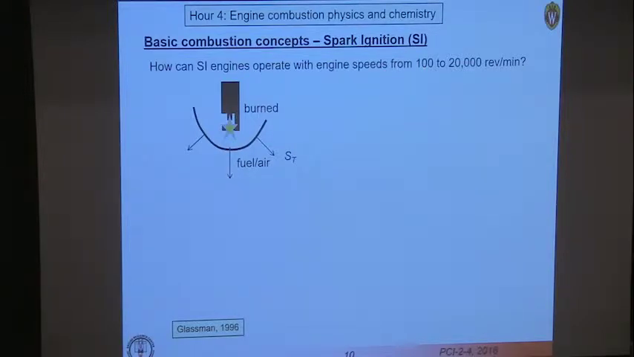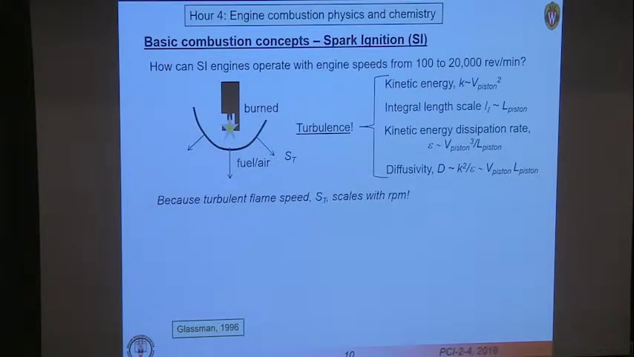How is that possible? So I know I have my combustion chamber filled with fuel and air. I ignite it with a spark, and a flame propagates. Somehow it can operate over such a wide range of speed, which means the time available for combustion is drastically different. And the answer is because of turbulence. The turbulent flame speed scales with the engine speed.